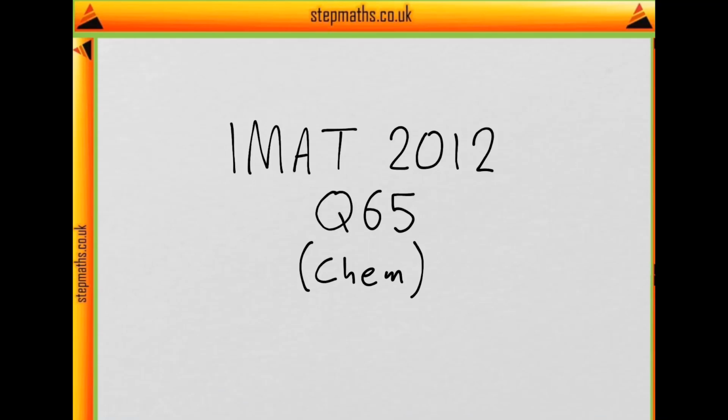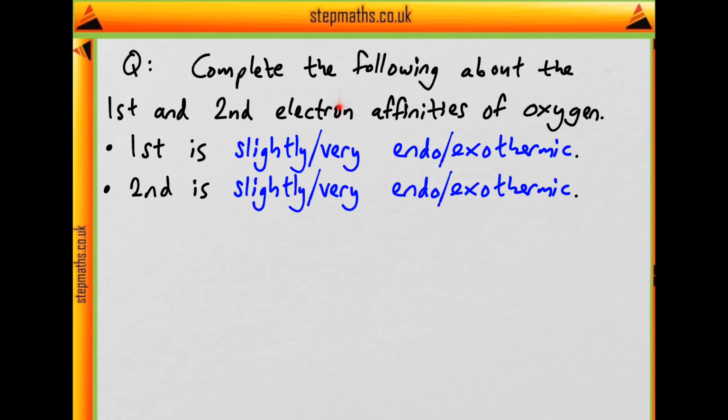This is question 65 on chemistry from the 2012 IMAT. The question tells you to complete the following statements about the first and second electron affinities for oxygen. So they're both either slightly or very endo- or exothermic.